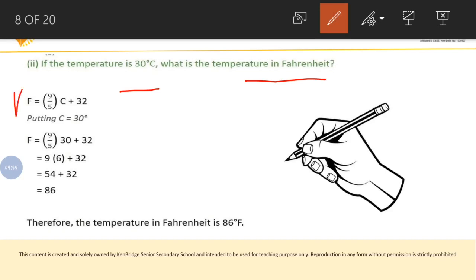We already know the equation, right? Now we have a value for temperature. The temperature is measured in Celsius, so C value they have given. C is equal to 30 degrees. So instead of C we have to substitute 30. F is equal to 9 by 5 into 30 plus 32. So 5 and 30 will cancel, it will give 6. So 9 into 6 plus 32. 9 sixes are 54. 54 plus 32 will become 86. So the temperature in Fahrenheit is 86 degrees Fahrenheit.